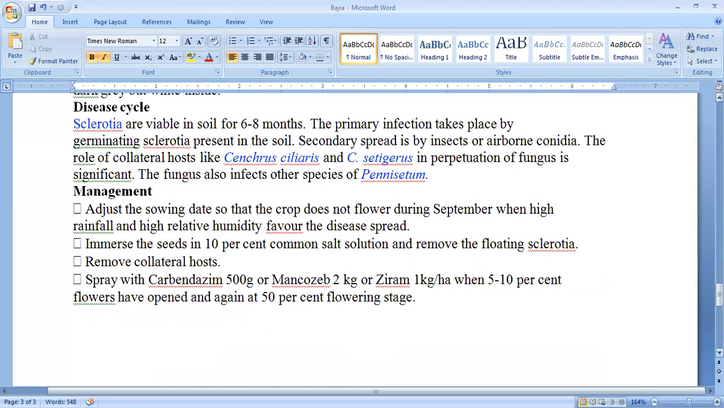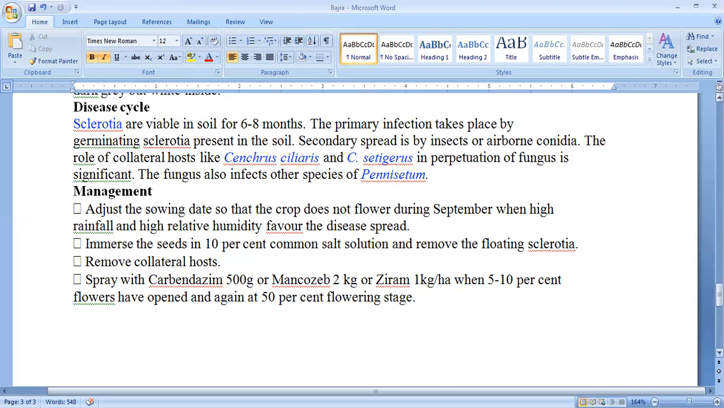Now what is the management practice? Adjust the sowing date so that the crop does not flower during September, because in September, high rainfall and high relative humidity favor this disease spread. Second, we immerse the seed in 10% common salt solution. Why? So that the sclerotia start floating and we remove them. Third is we remove the collateral hosts.